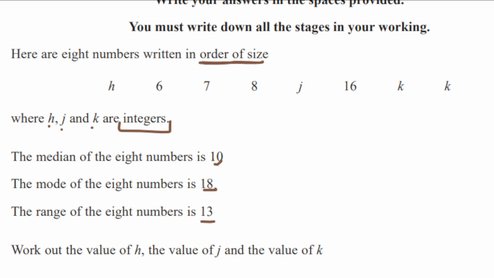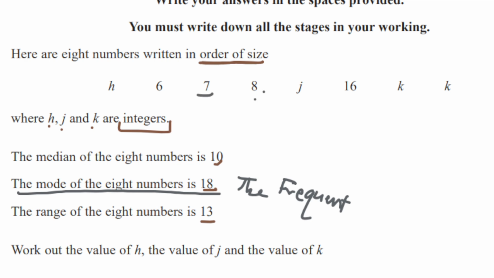Start with the mode always, because the mode is just a number. It doesn't require any operation. It's just seeing it. The mode is the most repeated, the most frequent. So that means 18 is repeated more than any other number. Can you see? 7 repeated once, 8 repeated once, 16 repeated once. So the only number that repeated twice is K. That means K is 18. We got K. K equals 18.